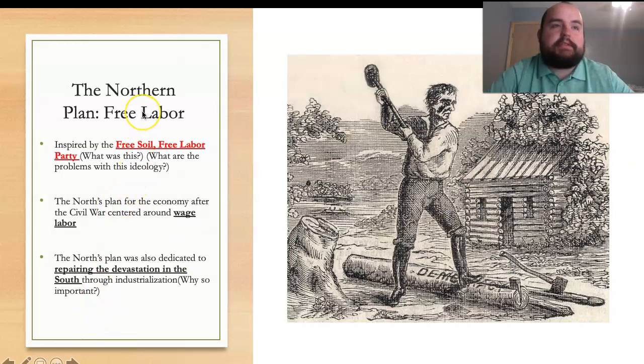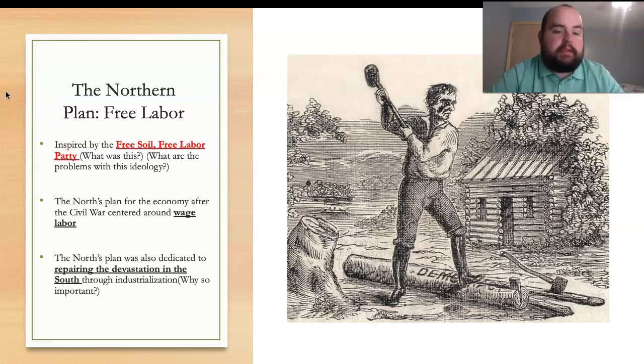The first one is the Northern Plan. The North had something called a free labor plan, which you can kind of see here with your typical yeoman farmer or yeoman worker. This plan was inspired by something called the Free Soil, Free Labor Party, which, those of you who like your older American political history might be aware, is actually the party that became the Republican Party.